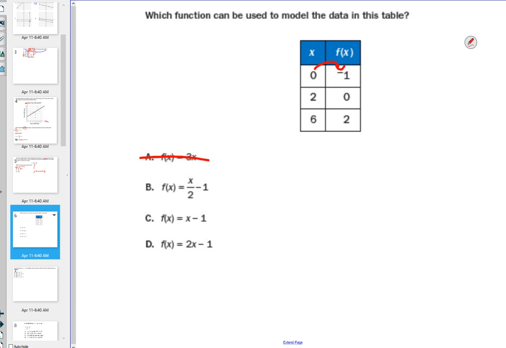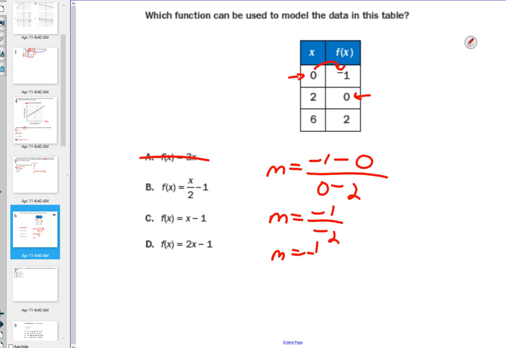So I know that it can't be a. Then to find the slope, you can use any 2 points. I love it when a point has 0. 0 is my favorite number to substitute, so I'm going to use that one. My slope would be -1 minus 0 over 0 minus 2. Make sure you put the y's on top and the x's on the bottom. That gives you -1 over -2. And that's 1/2. Even though you don't see the 1/2, which of these has a slope of 1/2?